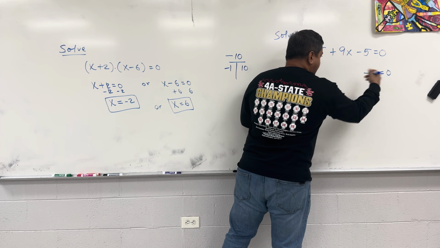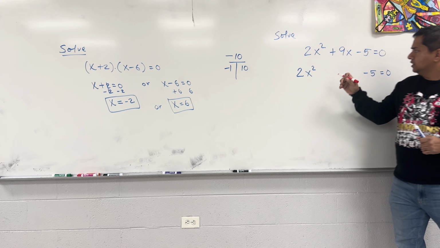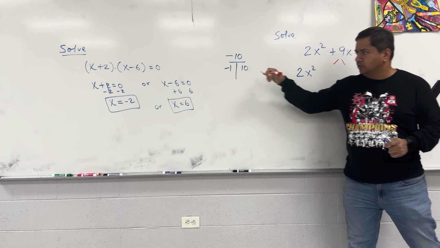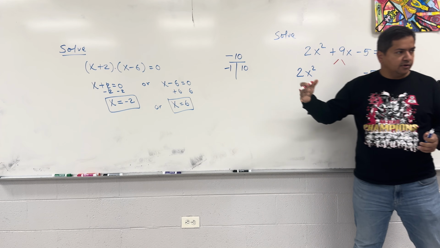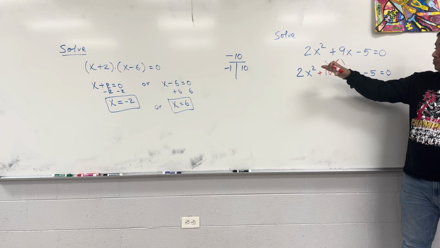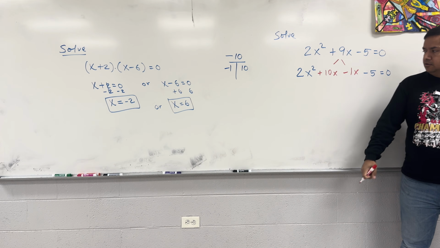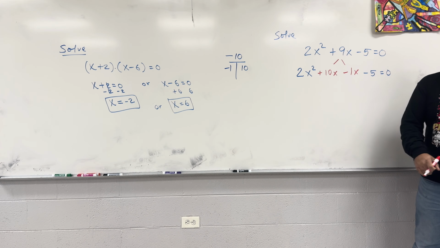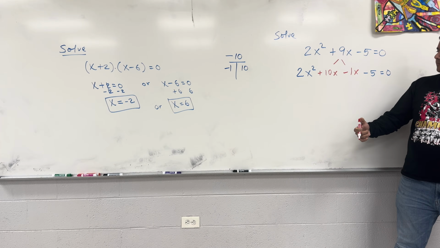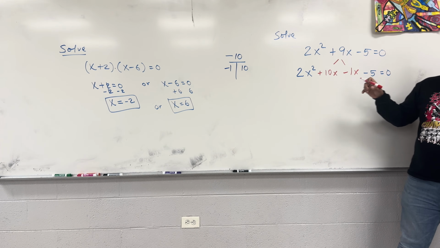Then we copy the first, we copy the last. Of course, we keep up with the 0 part, that's just extra this time, right? And we break the middle one. We're not going to write 9x anymore. Rather, we're going to use -1 and 10 for that. I am going to put +10 first. You can put whichever you want to. Is everybody fine with that? All right. So now I have 2x squared plus 10x minus 1x minus 5 equals 0.